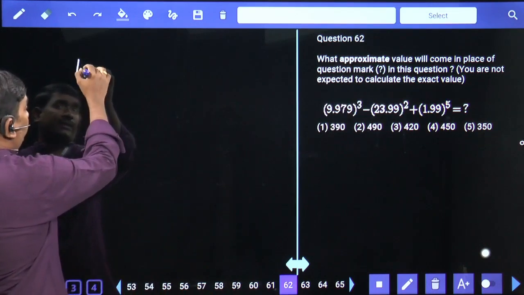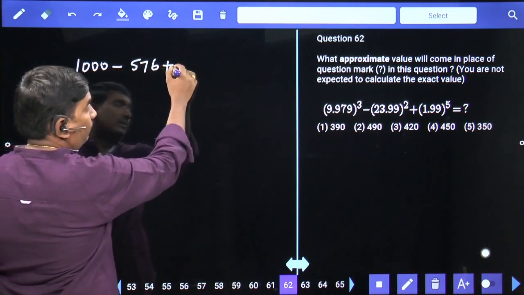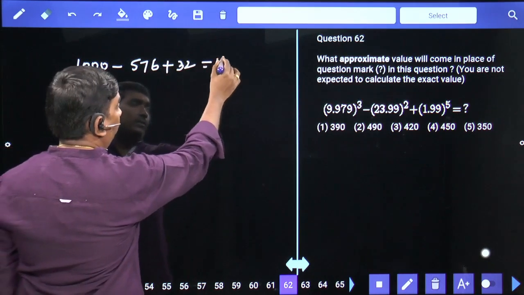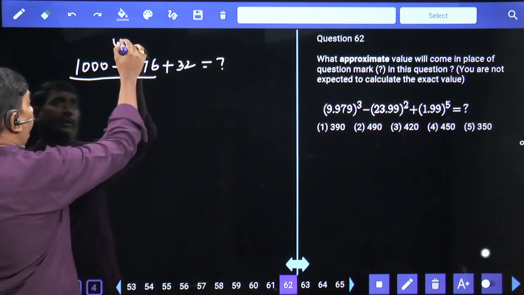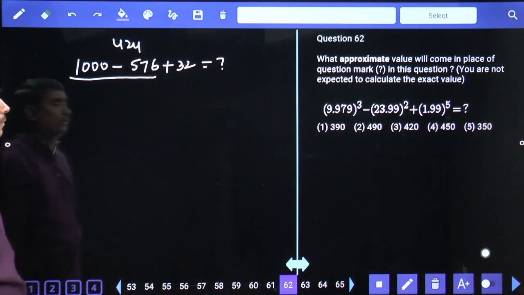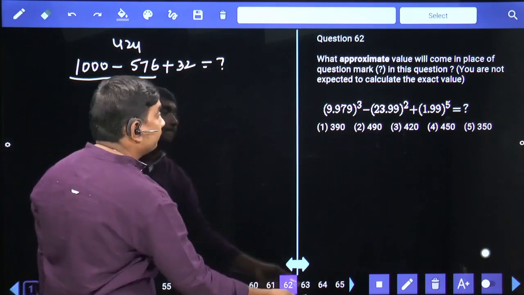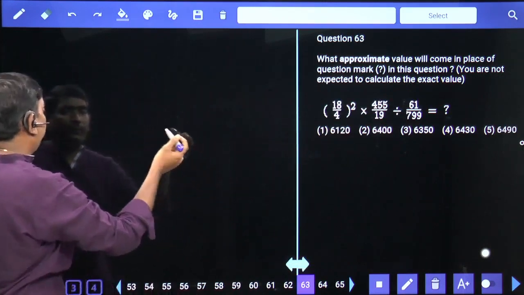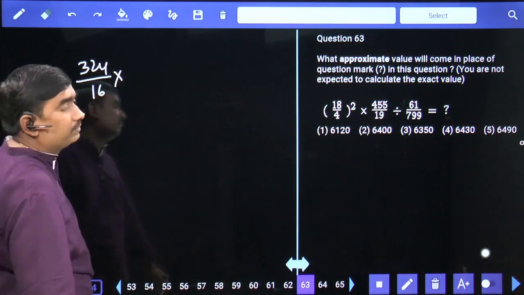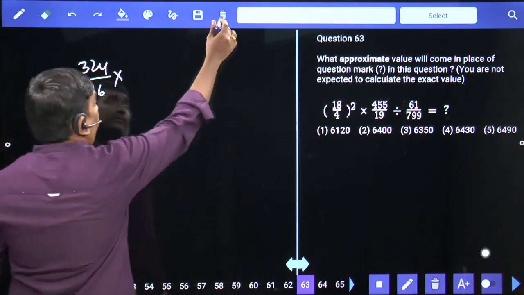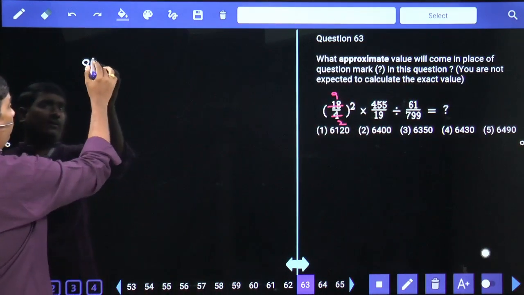10 cube means 1000, 24 square means 576, 2 power 5 means 32, equal to how much? 1000 minus 576 means 424, plus 32, 456. 456, approximately 450. 18 by 4 whole square. 18 square 324, 4 square 16. Or else 18 means 2 9 times, 9 square means 81, 2 square means 4.